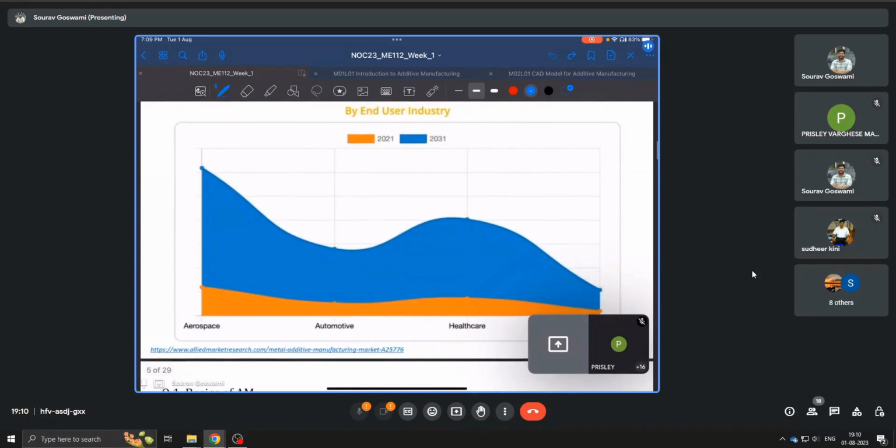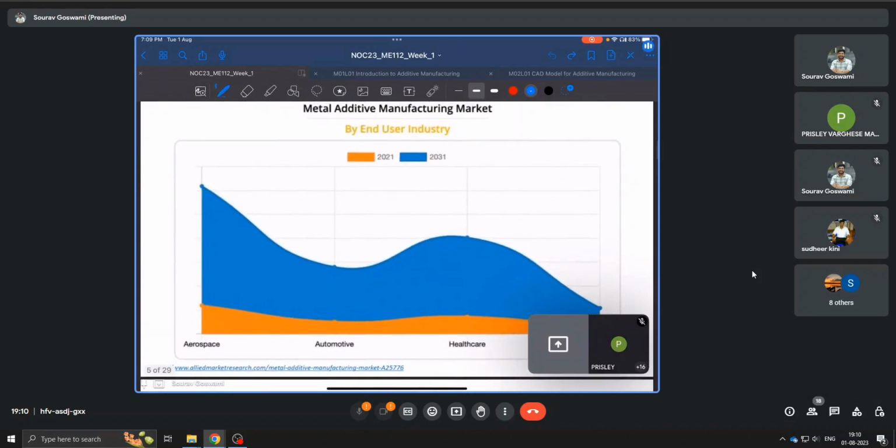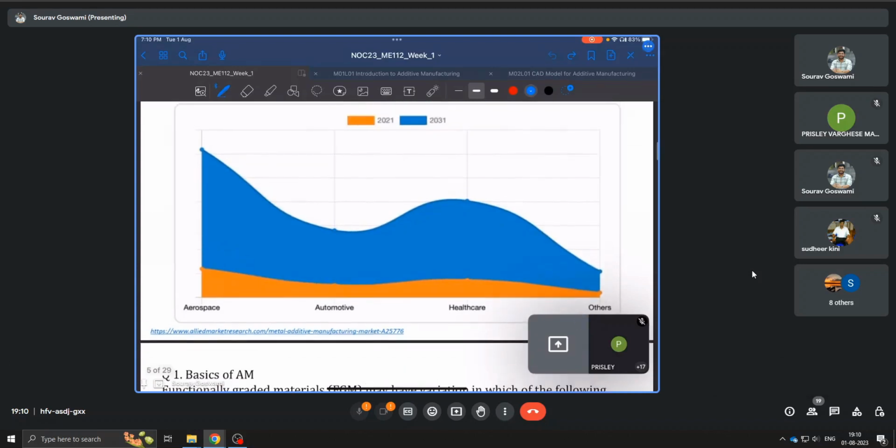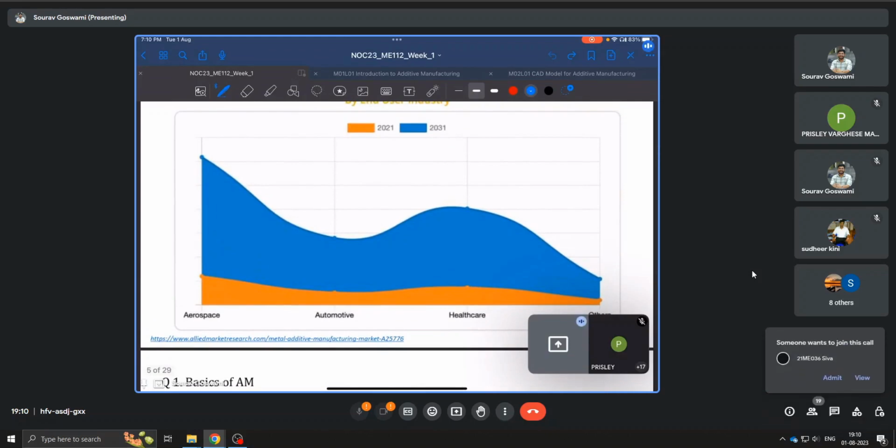And if we were to see the end user of the metal additive manufacturing market, currently you will see that it's more or less evenly spaced between aerospace, the automotive and healthcare sectors, and some other niche sectors. Whereas by 2031, that is, say, in the next 7 or 8 years, aerospace, of course, will grow, but so will healthcare by quite a big margin. That is why you'll find that a good chunk of AM research is dedicated to healthcare, biomedical implants, and other in vivo and in vitro related applications.